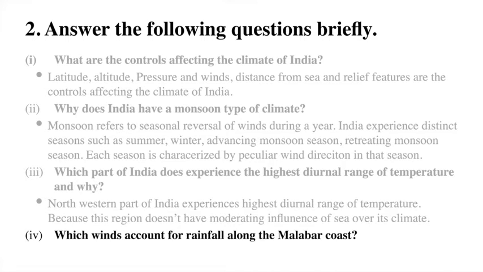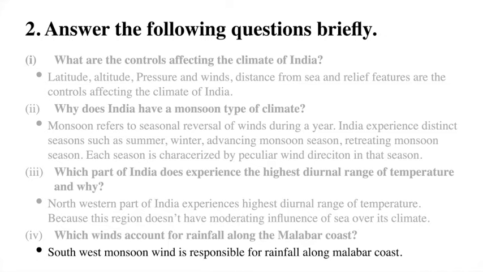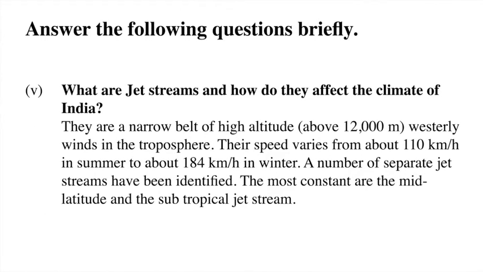Next question. Which wind accounts for rainfall along the Malabar coast? Malabar coast is the western coast. The western coast is getting copious rainfall from the southwest monsoon. So that is responsible for rainfall along the Malabar coast.